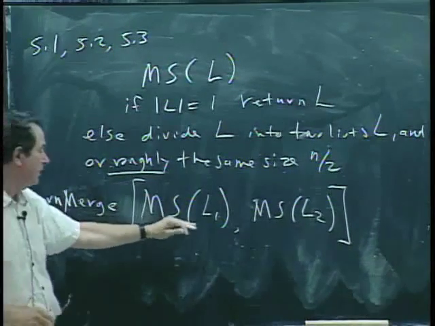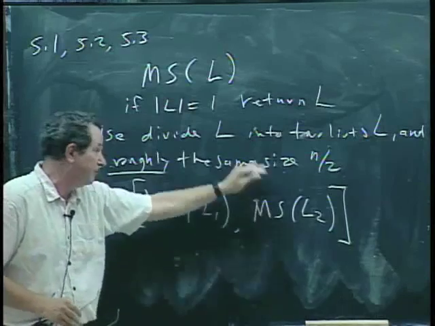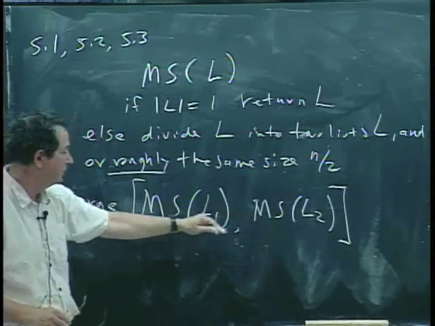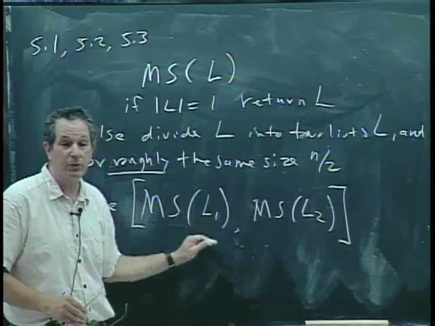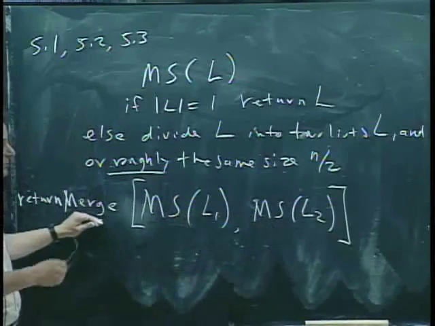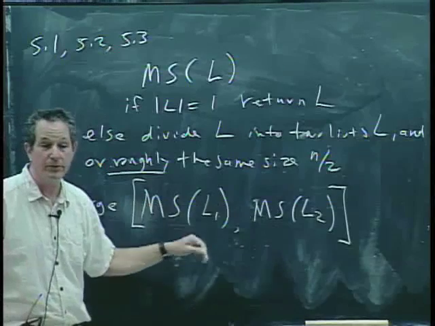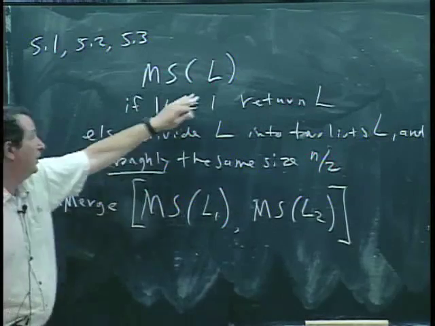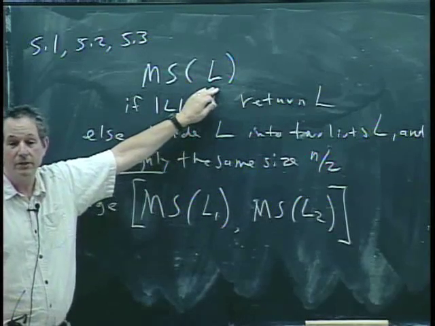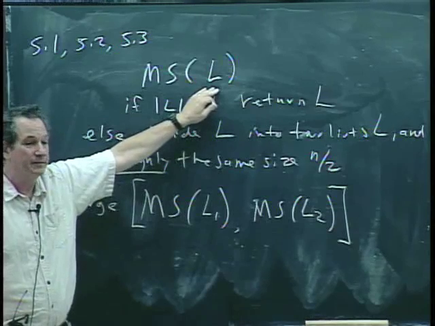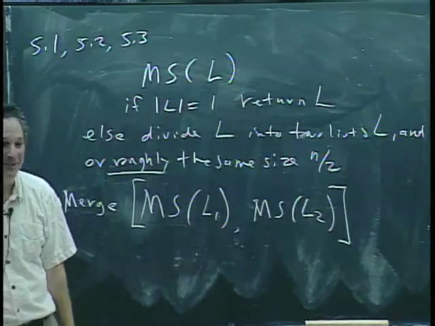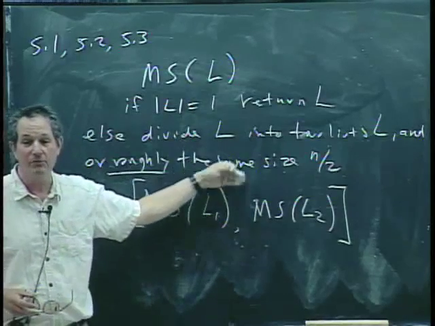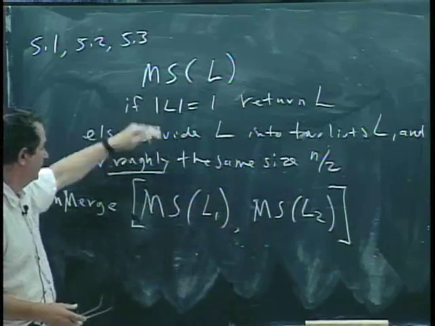So recursively, it merge sorts these two lists. It divides L into two lists, L1 and L2, of roughly equal size. Recursively merge sorts these, so these are now sorted. It then applies merge, which we just argued will take two sorted lists and produce a sorted list of the whole. So does this algorithm correctly sort L? Yes or no? Yes, thank you. Yes, it does. Modulo the little programming details of when maybe n is odd or even. But basically, this is correct.